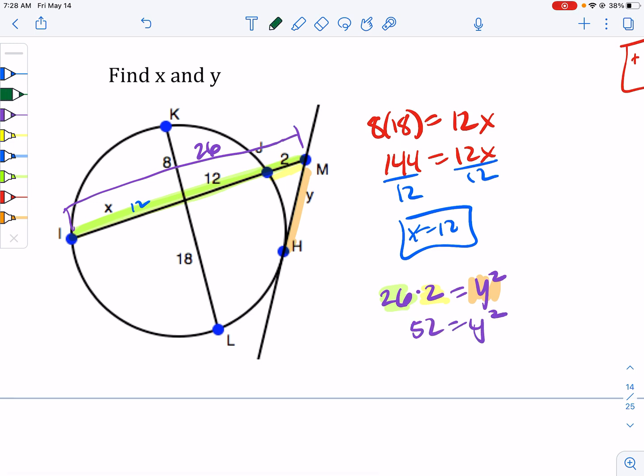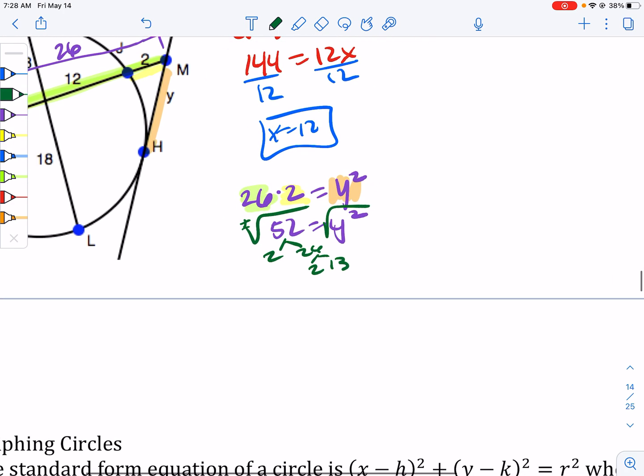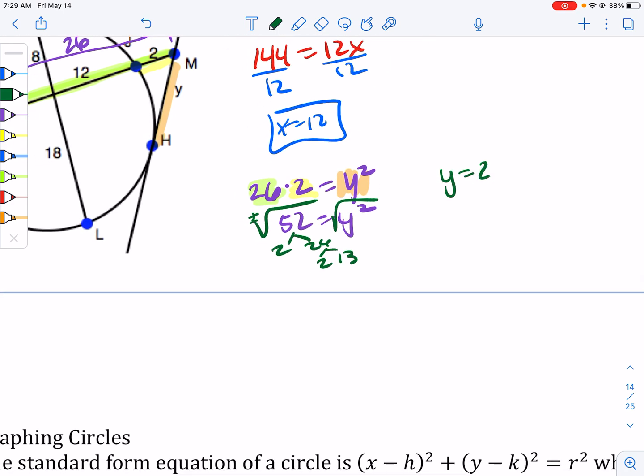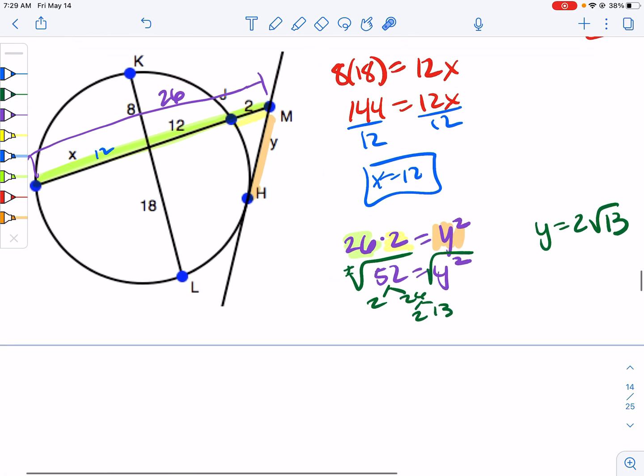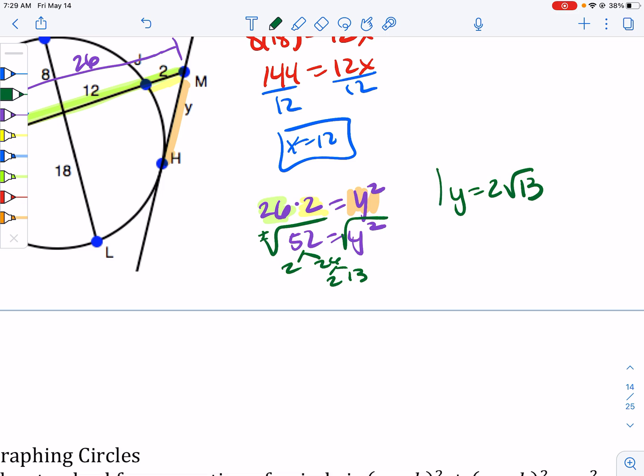So I'm going to take the square root of both sides. I don't care about the minus square root. If we break down 52, if we divide it by 2, that's 26. Divide 26 by 2, that's 13. So then our y value is 2 root 13. Again, I'm only caring about the positive square root because y is representing a distance and we don't have negative distances, so then we get y equals 2 root 13.